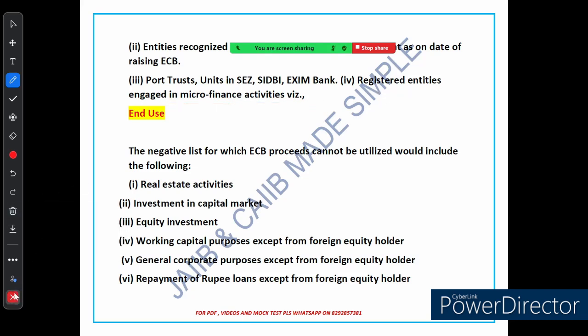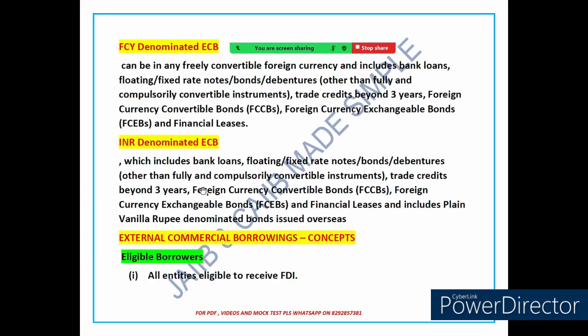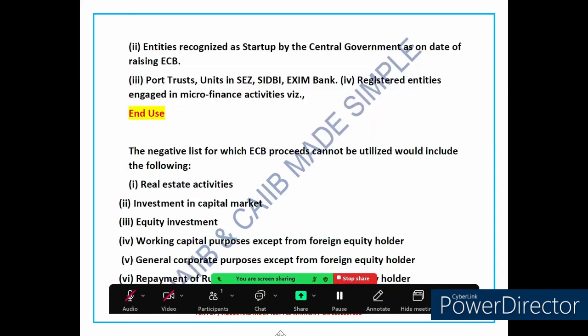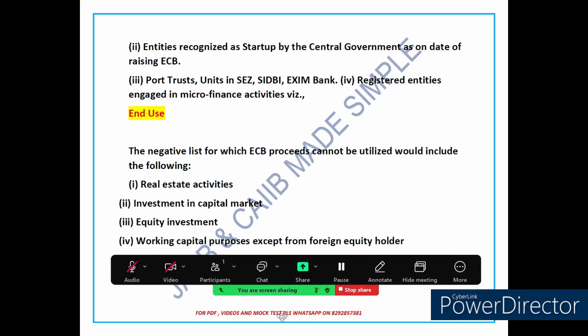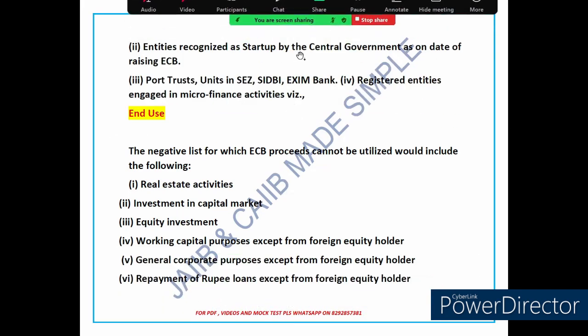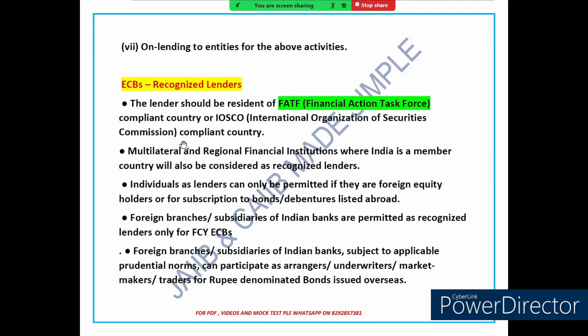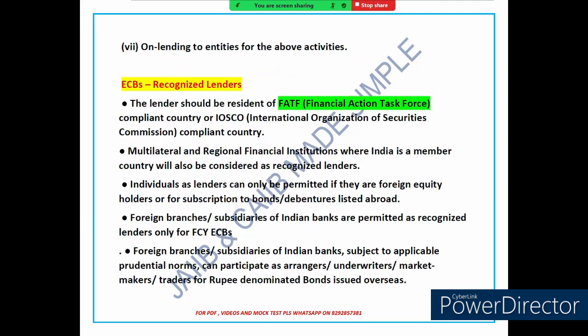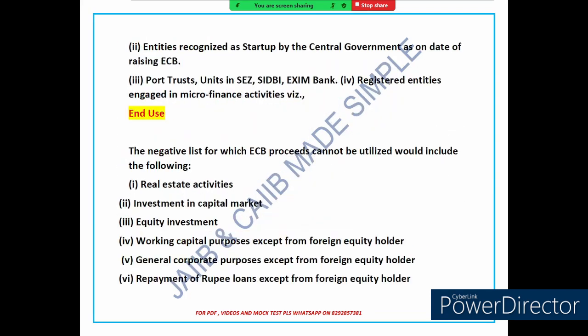So we have covered four categories. Let's recall once more. The first category is all entities eligible to receive FDI. The second is an entity recognized as a startup by the central government as on the date of raising ECB. And the last is Port Trust, Unit in SEZ, SIDBI, Exim Bank, etc. So these four are called eligible entities, eligible borrowers, right? Is it clear now? Yes. So let me go back to where we were discussing.